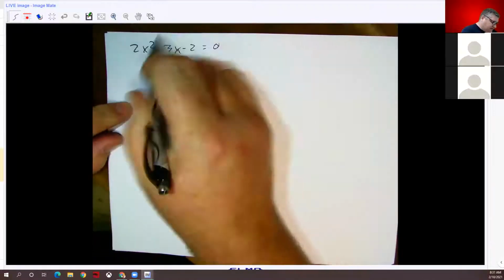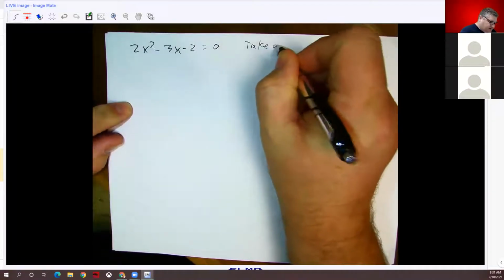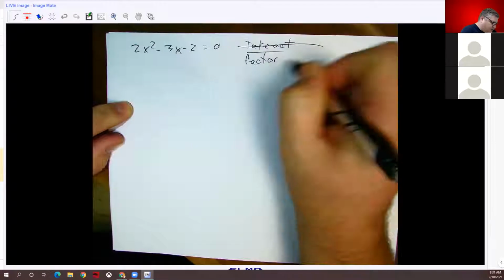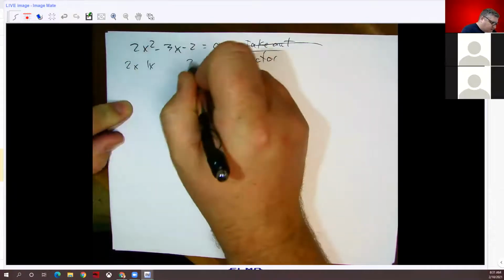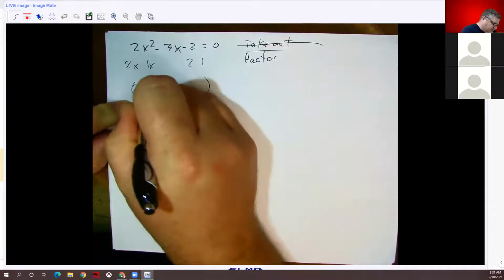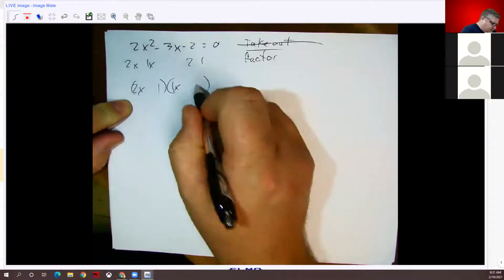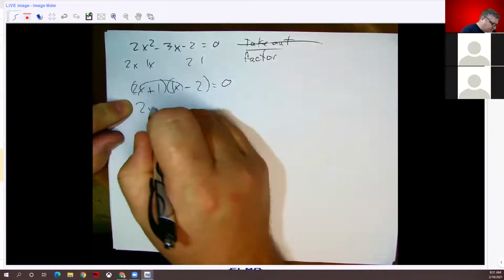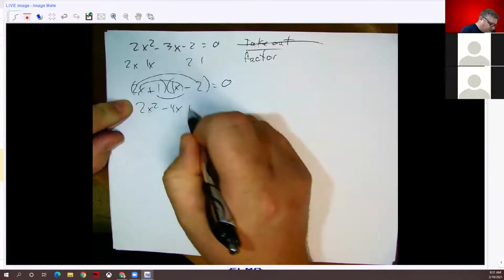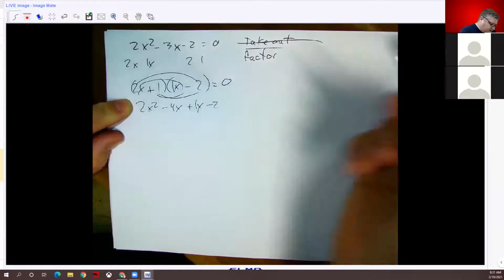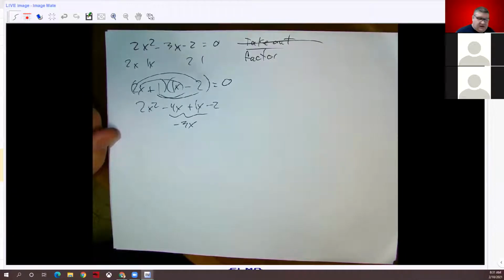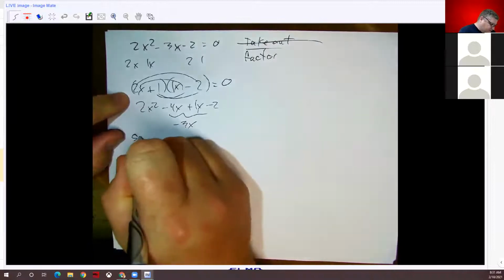Yes. So in this case, you say, hey, can I take out common? No. Can I factor? Well, let's give it a whirl. 2x, 1x, 2, 1. Well, gee, that seems easy enough to at least try. Who knows if it works or not? But I can just throw some stuff in here and see if it works. 2x squared minus 4x plus 1x minus 2, and negative 3x. Did it work? Yes or no? Yes. Good.